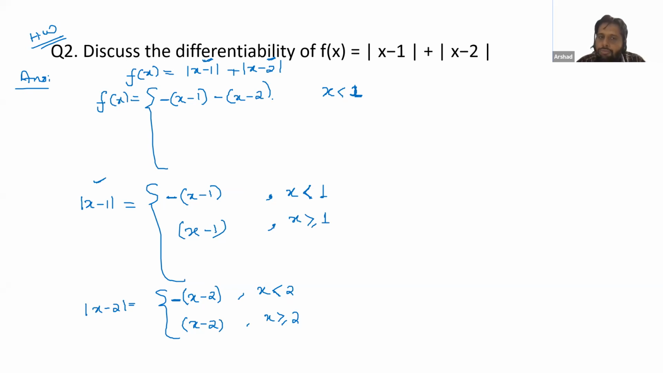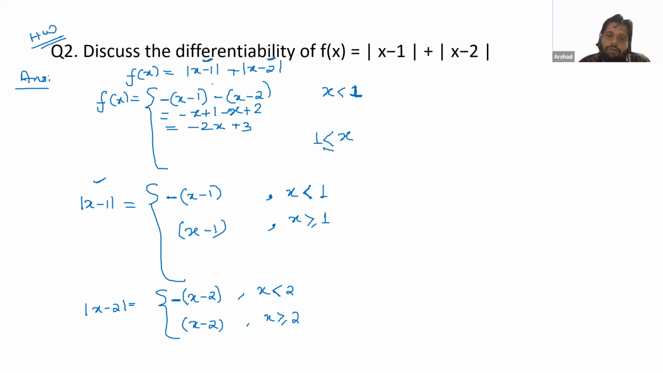Okay, so I hope this is clear to everyone. You can solve this. Open the bracket: minus x plus 1 minus x plus 2. So here you will get minus 2x plus 3. Now, x is less than 1 is done. Now we will take the next value, greater than equal to 1.